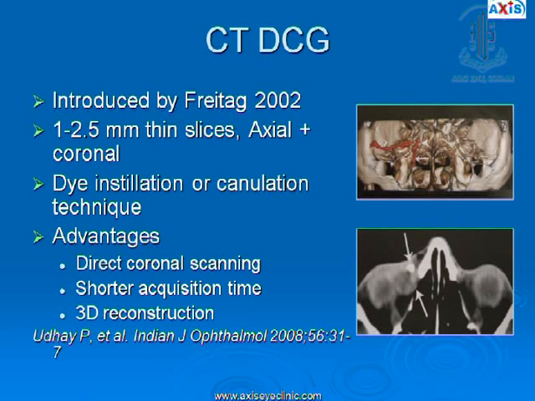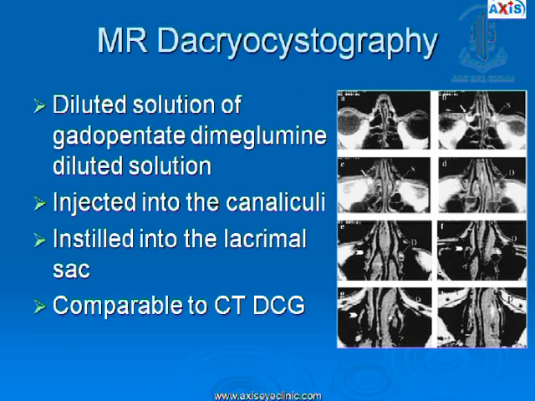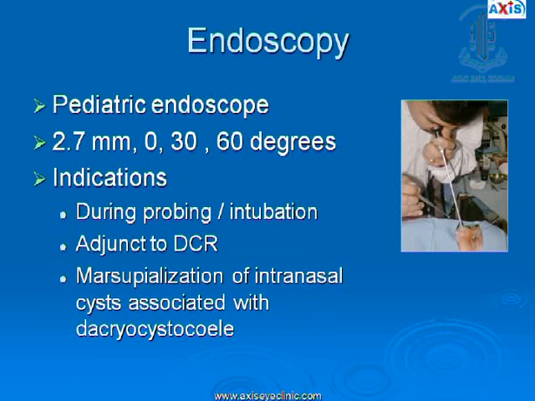We also have newer investigative modalities like a CT-DCG, which is better than just a dacryocystogram. Here you instill the dye and you can actually get a 3-dimensional view of the movement of the dye in the region of the canaliculus. We also have MR dacryocystography, in which again a dye is injected into the canaliculi, and it is as useful as a CT-DCG.